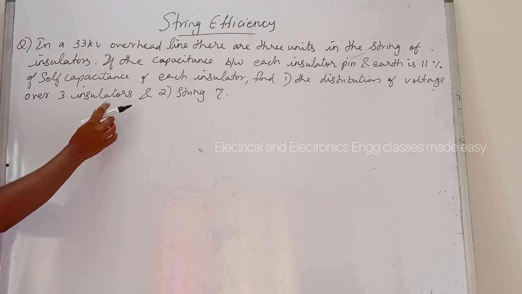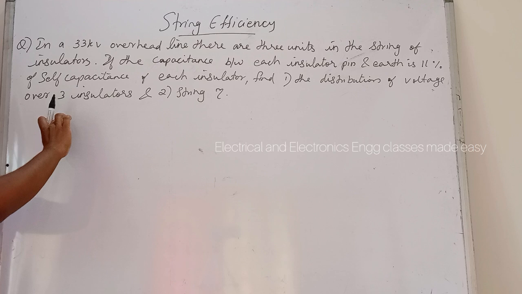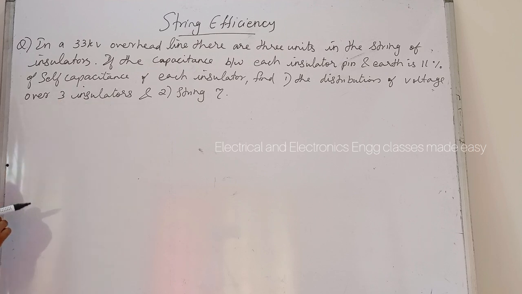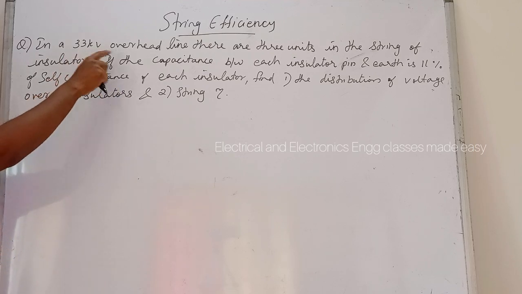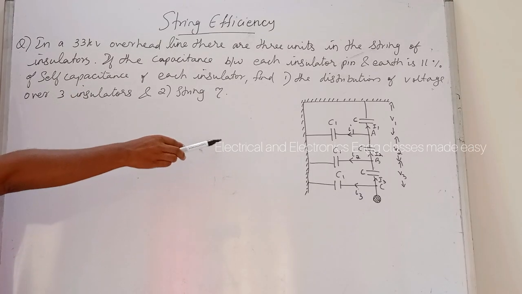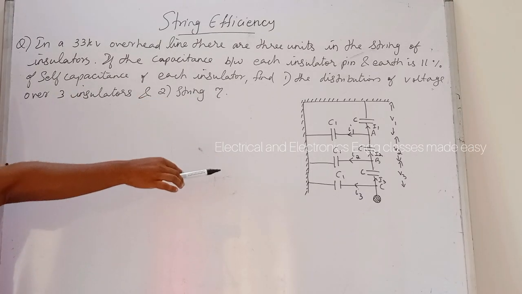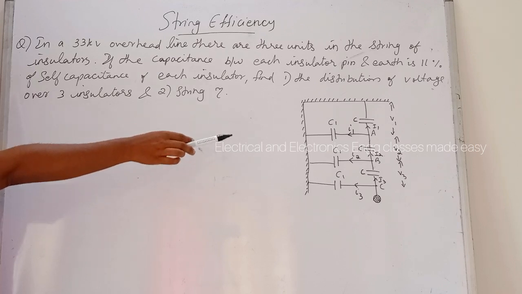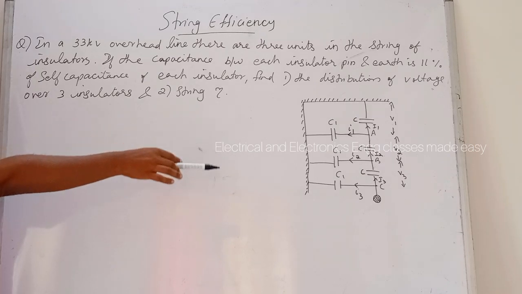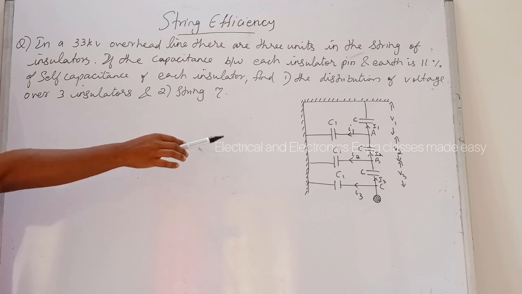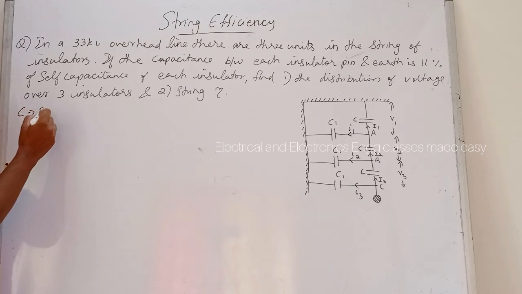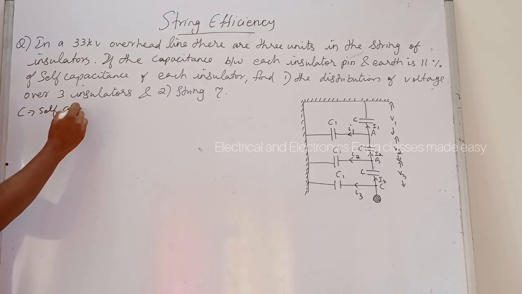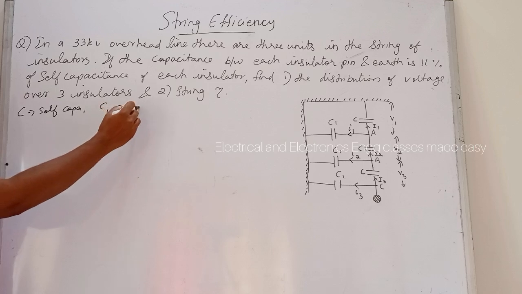So here the question is to find the voltage distribution of each insulator and also the string efficiency. First of all, draw the equivalent circuit of the 3 insulators. So this is the equivalent circuit for the string of insulators. Then V1, V2 and V3 are the 3 voltage distributions over these 3 insulators. Then C is the self capacitance and C1 is the shunt capacitance.